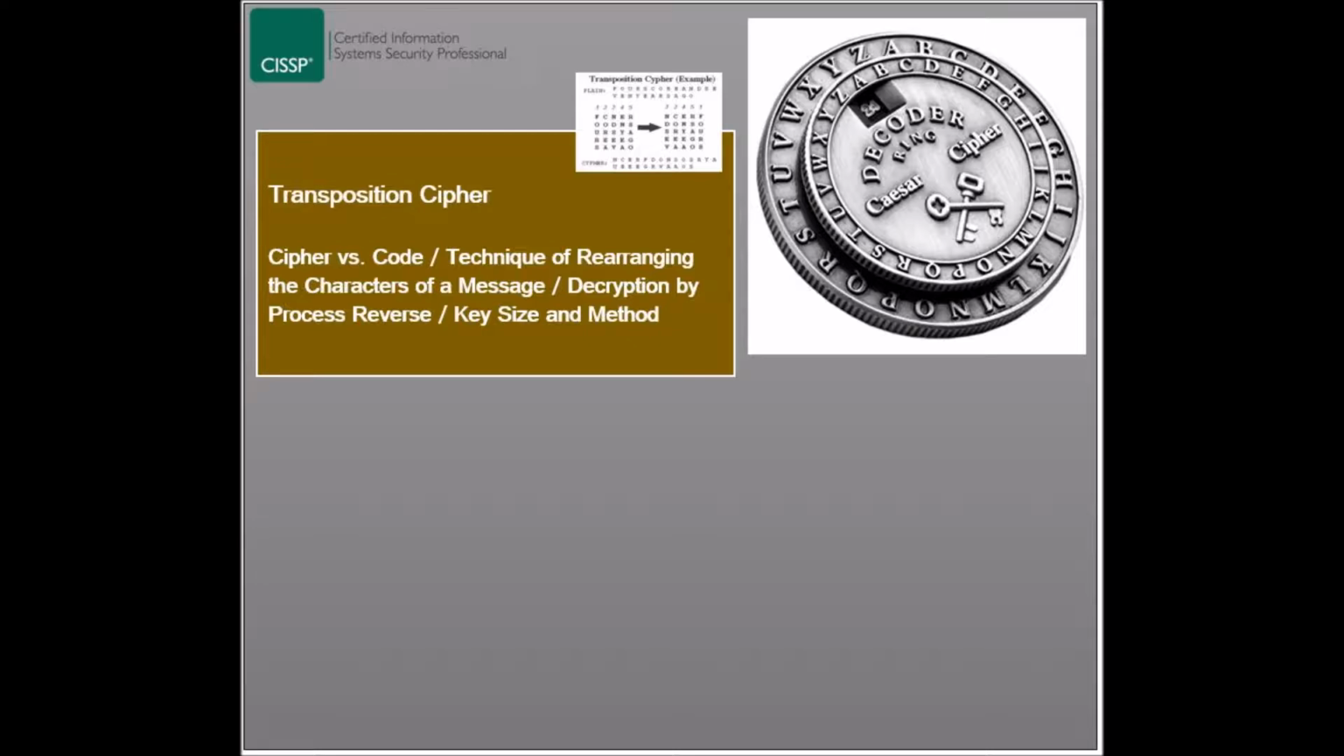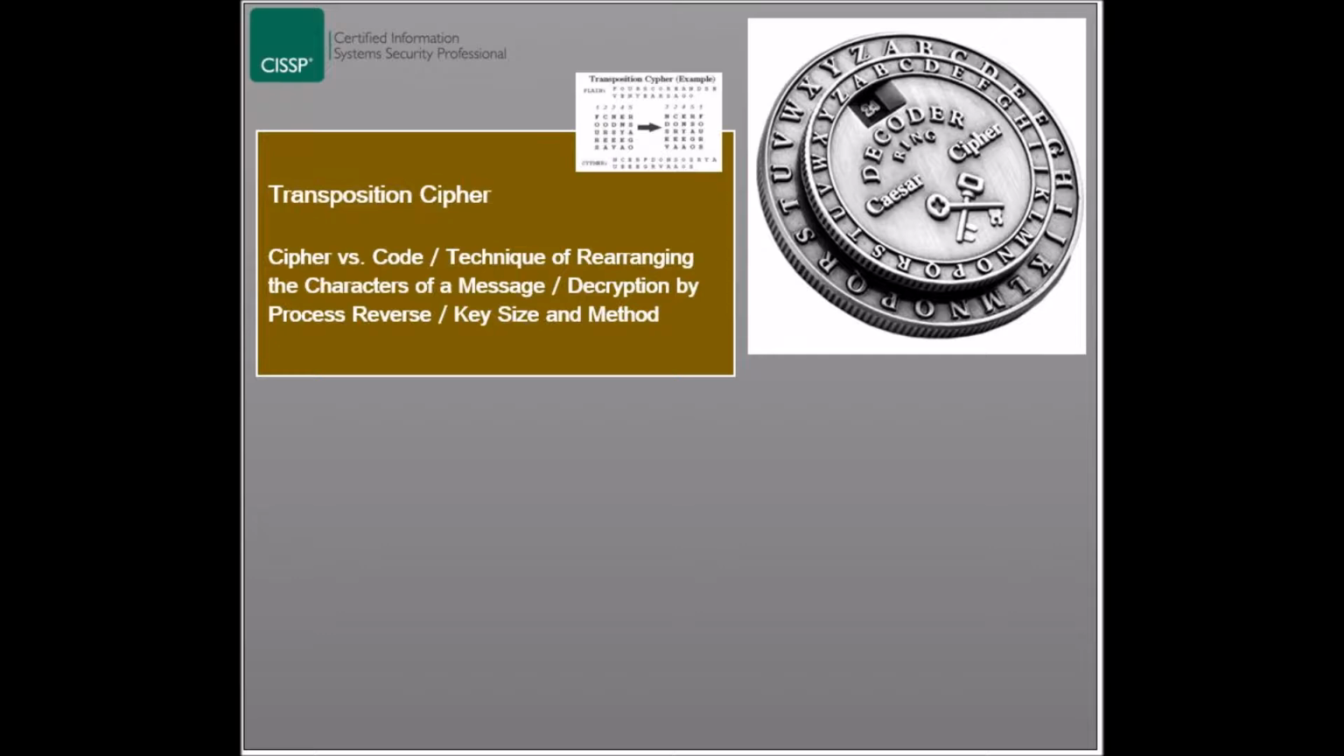There are several kinds of ciphers that are used, which include transposition, substitution, one-time pads, running key, block, and stream ciphers. Transposition ciphers use the technique of rearranging the characters of a plain text message, which would form a cipher text message. Decrypting this message is accomplished by reversing the process or the rearrangement.